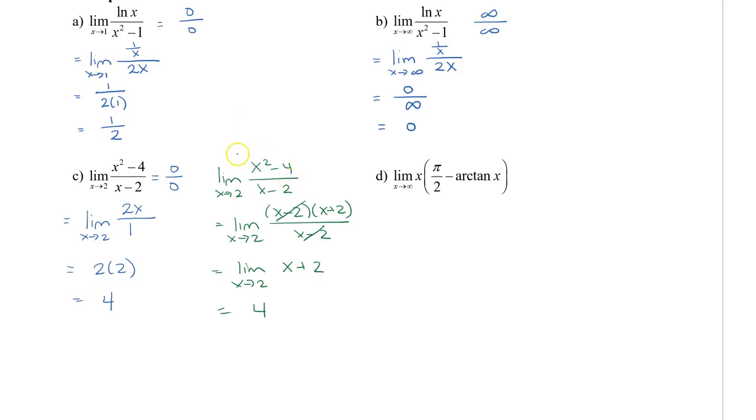I actually find the second way, the one that I've written in green here, a little bit more elegant, where I don't just jump to using L'Hospital's rule. So it's kind of nicer to do that, if you can see it.